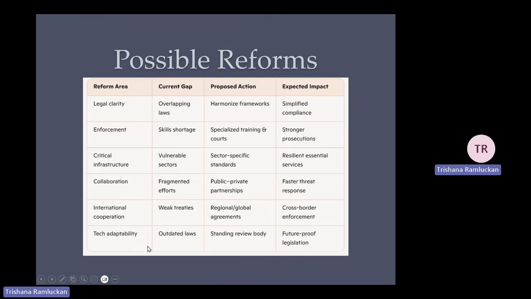Then we have tech adaptability. The current gap is our outdated laws, and obviously to update the laws and amend them, we have to actually go through an entire process. The proposed action is a standing review body, so we have one body that could possibly review the laws. Future-proof legislation is the expected impact.